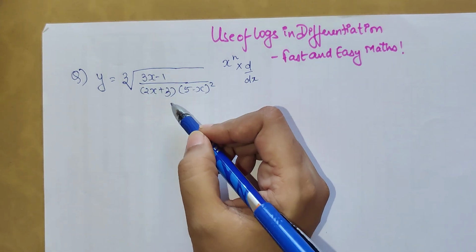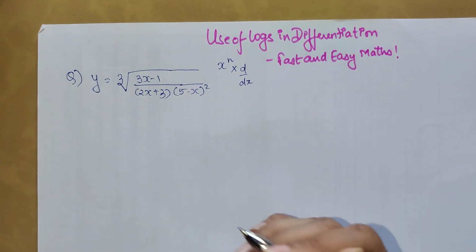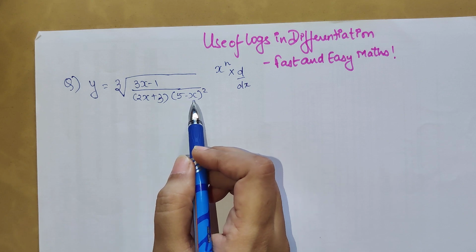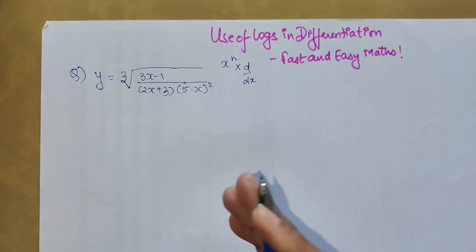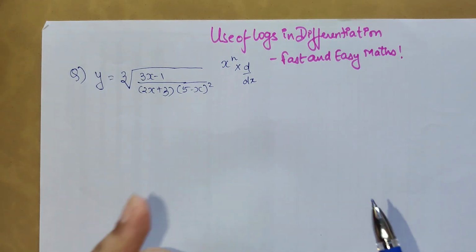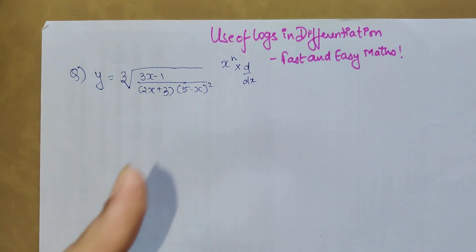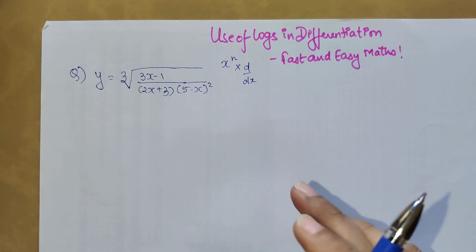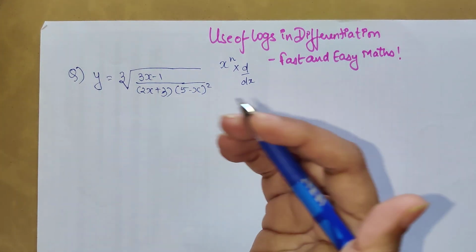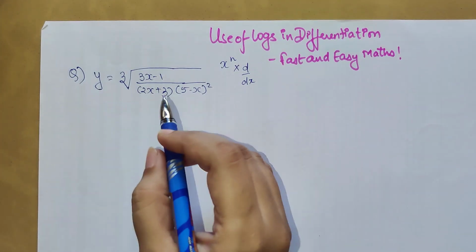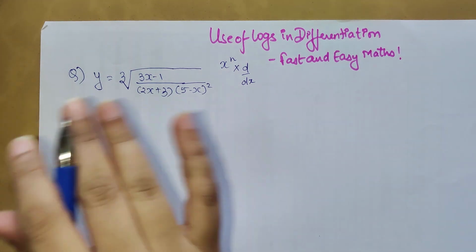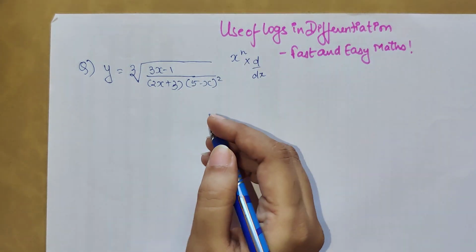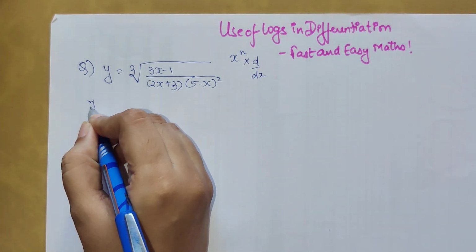Now if you see, it's a fraction, so you are going to use the u upon v rule. Also in the denominator we have a product rule. So basically you will have to use the quotient rule as well as the product rule, and that will get you your answer. That itself gets a bit tricky. But this kind of sum can actually be solved without making any mistakes and very easily with the use of logs.